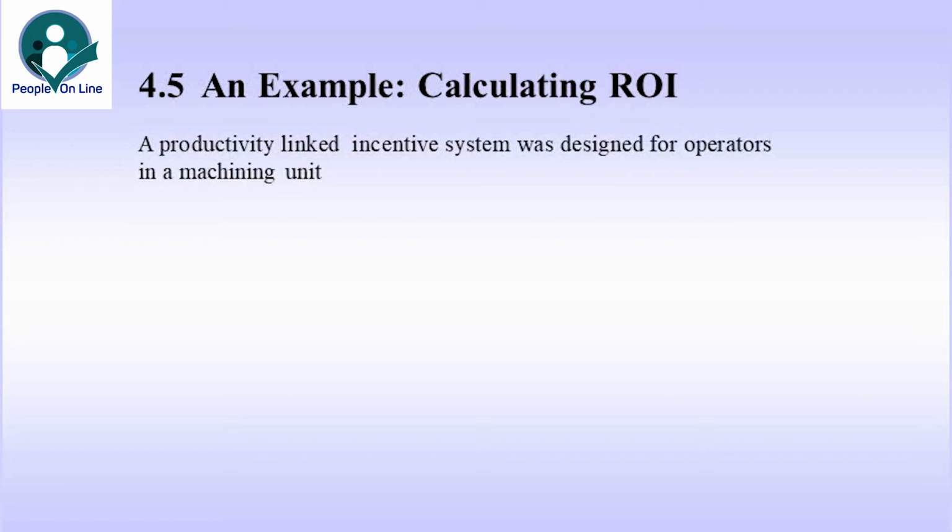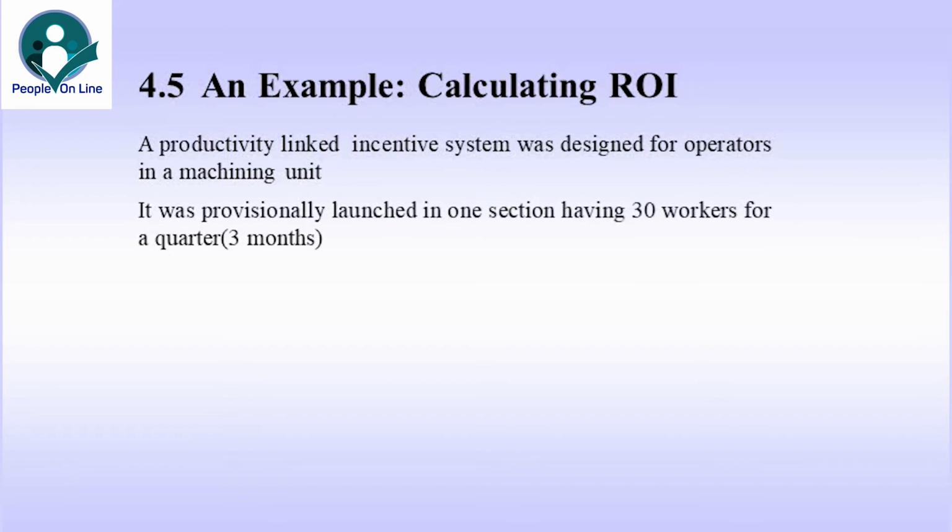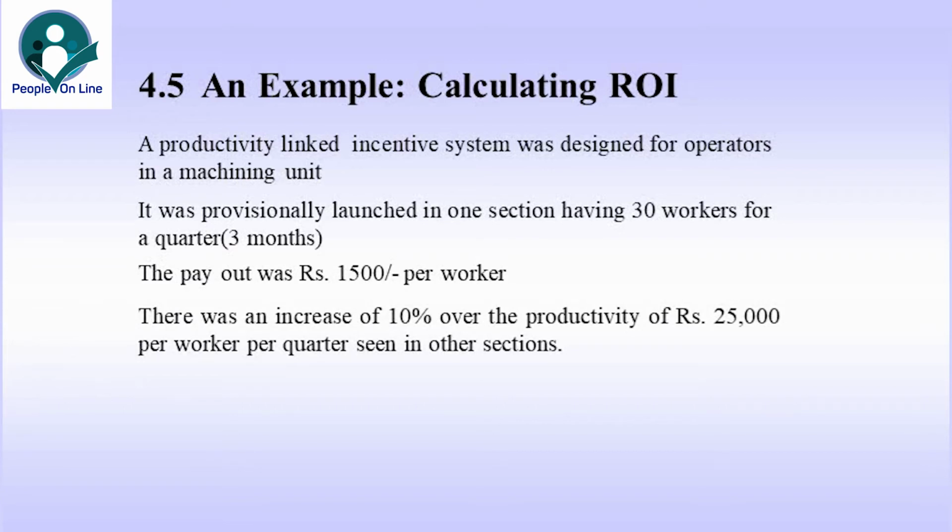A productivity-linked incentive system was designed for operators in a machining unit. It was provisionally launched in one section having 30 workers for a quarter, 3 months that is. Now the payout in this quarter was rupees 1500 per worker. There was an increase of 10% over the productivity of rupees 25,000 per worker per quarter seen in other sections. So the ROI needs to be calculated, the ROI for this incentive scheme.